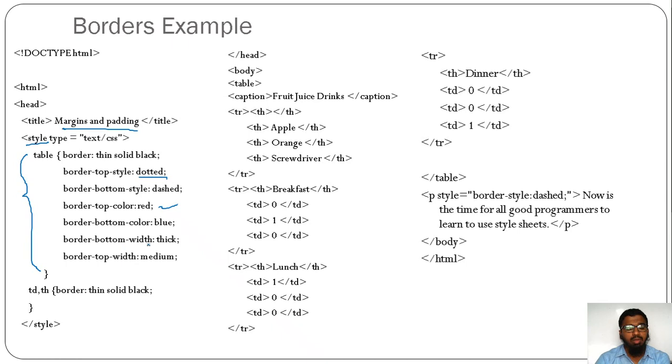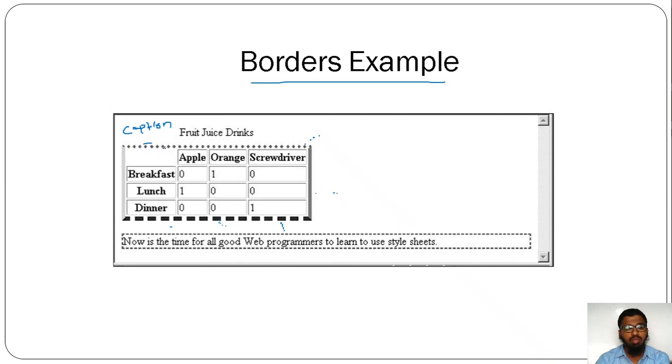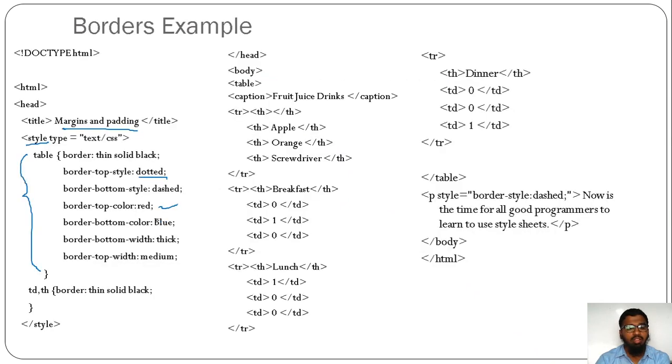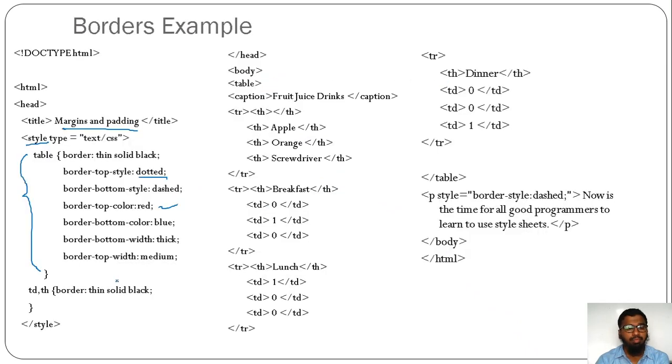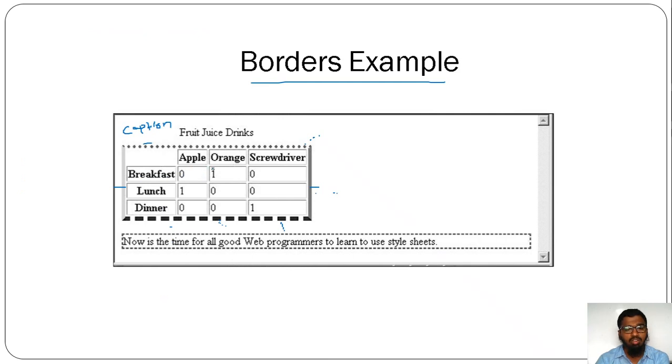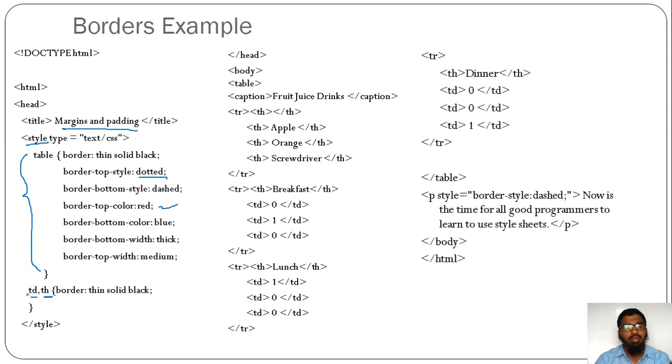Border-bottom-width is thick. Can you see, here it is very thin and here it is thick. Border-top-width is medium, so this is changed. This is the default size of the table. And for TD and TH, it is border thin solid black. So this is about the style, CSS.